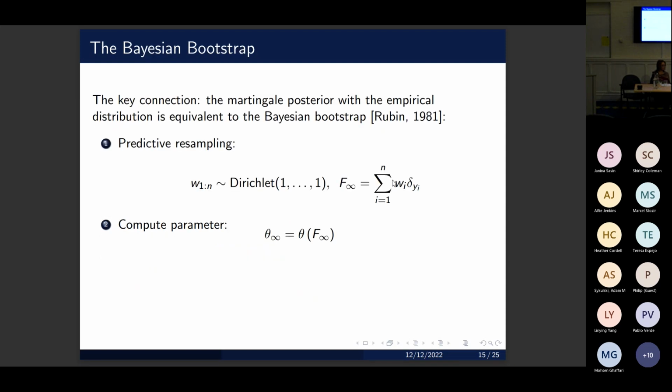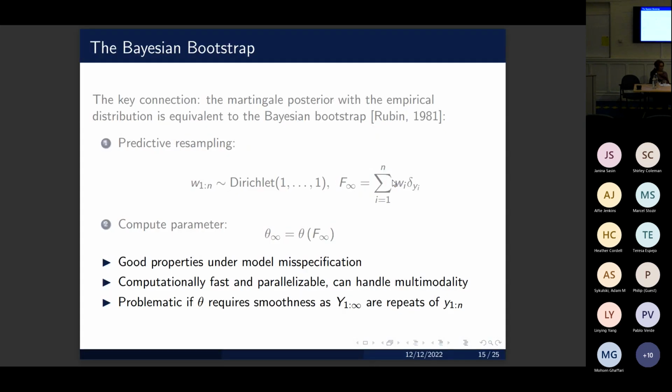And the key connection that we make here is that if we carry out this predictive resampling scheme under the framework of the Martingale Posterior with the empirical distribution, this is exactly equivalent to the Bayesian bootstrap, which was introduced by Rubin in 1981. So if we now cast the Bayesian bootstrap as this predictive resampling framework, what ends up happening is you draw these n Dirichlet weights, and our limiting empirical distribution, F_infinity. I won't go into the details too much, but F_infinity essentially represents our imputed population, which is going to be a weighted sum of the empirical distribution where the weights are coming from a Dirichlet with a flat alpha. And then we're going to compute some parameter of interest, which is a function of F_infinity. Again, this is the same thing as computing a function from y_{1:infinity}.